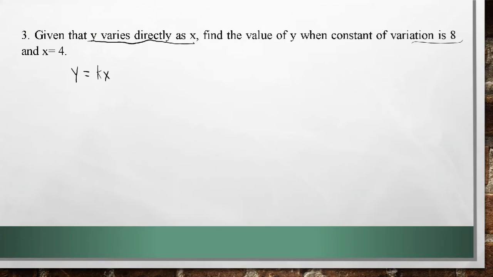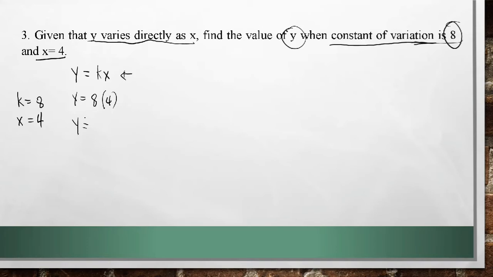And now, we are going to find the value of y. So, paano natin hahanapin yung value ng y? So, if you can see or if you understand the given problem, there is a given constant of variation, which is 8, and x is equal to 4. So, if we are going to write down the given that we have, k is equal to 8 and x is equal to 4. So what we are going to do is just substitute the values that we have to the given formula. So y is equal to, yung constant of variation natin is 8 and yung value ng x natin is 4. Therefore, y is equal to 32. So now we have found the value of y.